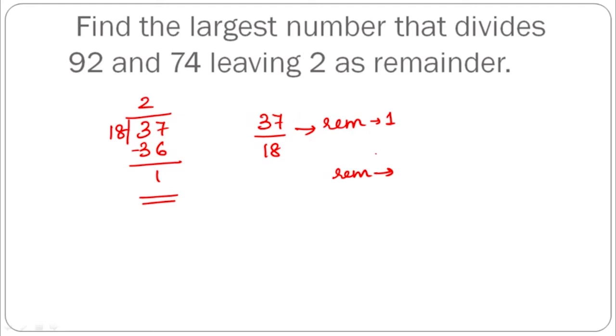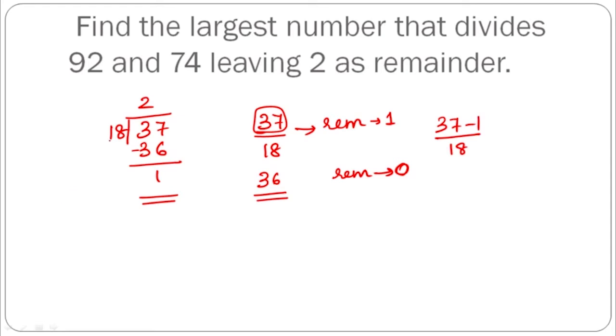Now, if I want the remainder to be 0, when I divide 37 by 18, I am getting remainder 1. If the remainder has to be 0, then here instead of 37, what should come? It should be 36. That is, this 37 minus 1 will give me the number which if I divide by 18, I will get the remainder as 0.